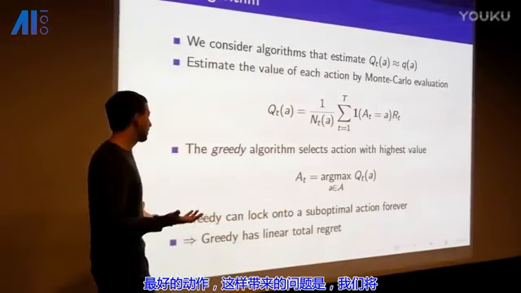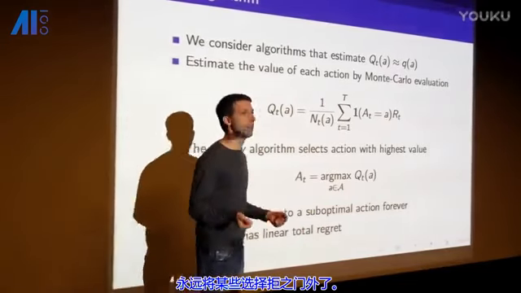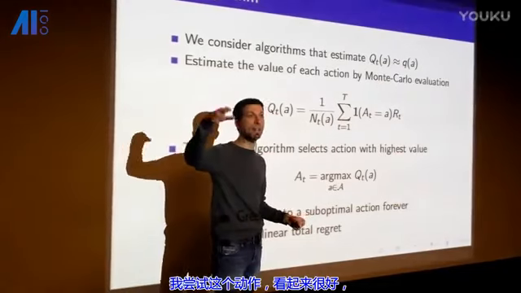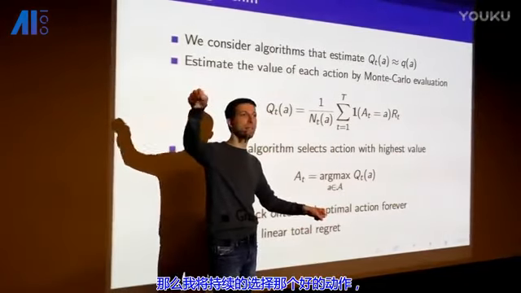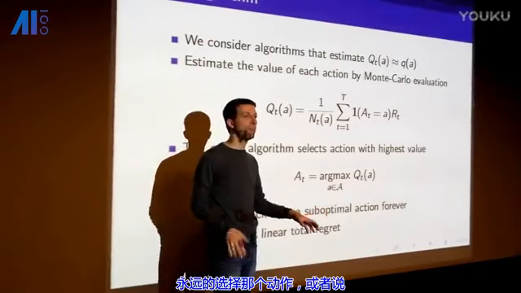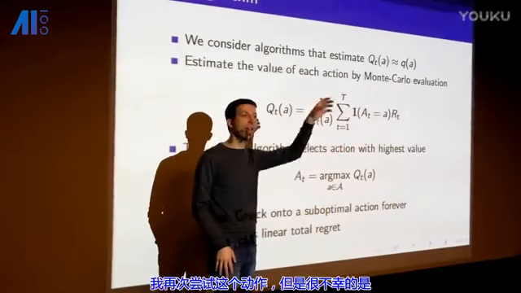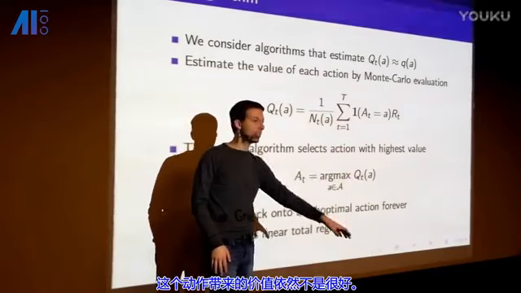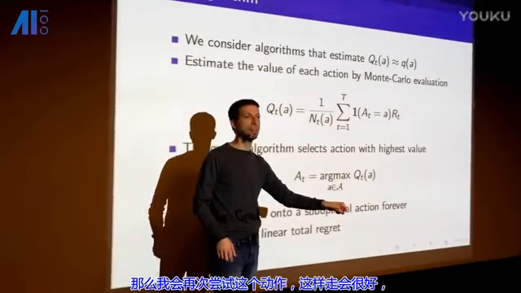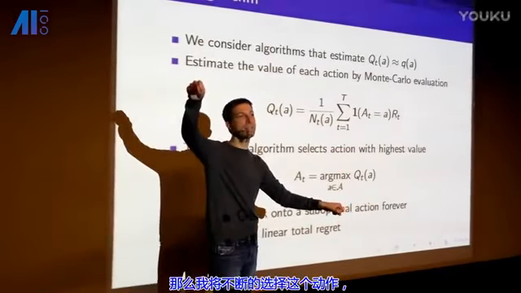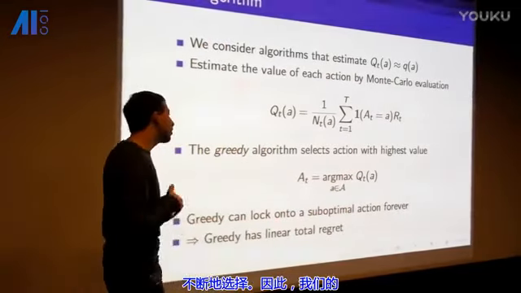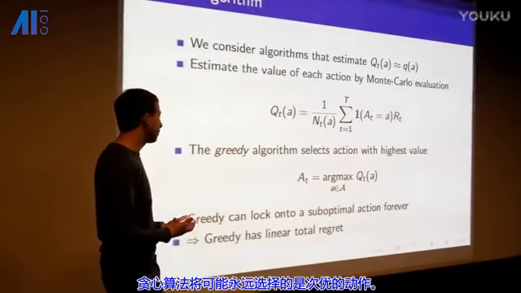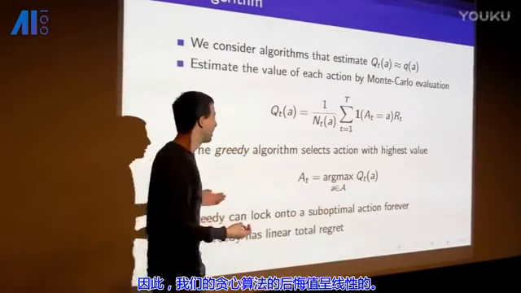And the obvious problem is that it can lock onto a suboptimal action forever. Like I might try this action, and it looks good, and I thought this action was bad, so now I just keep applying this action forever. Or even, I try this action, and I try it again, and I'm just a little bit unlucky, so I end up thinking its value is bad, and then I try this other action once, and it looks better, and I just keep trying it, and keep trying it. So you can lock onto suboptimal actions forever, and as a result, greedy has a linear total regret.